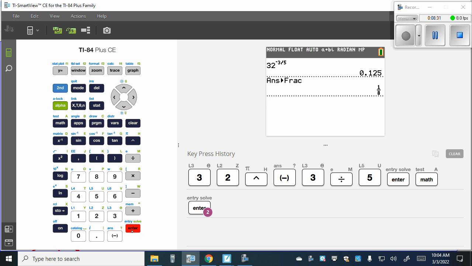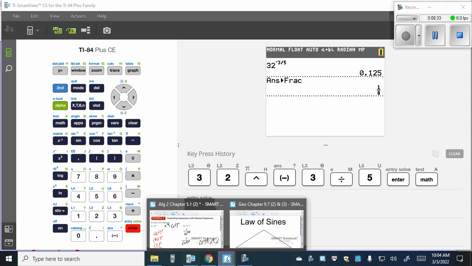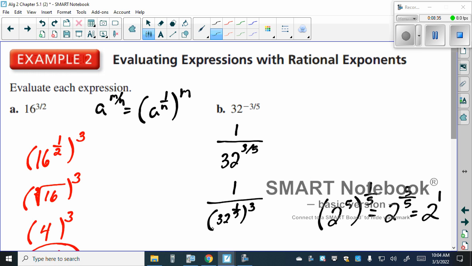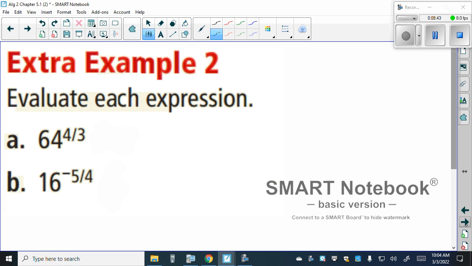The only time we'll have issues doing it this way is if it wants it in simplest radical form. That means we have to leave it as a radical, not as a decimal.